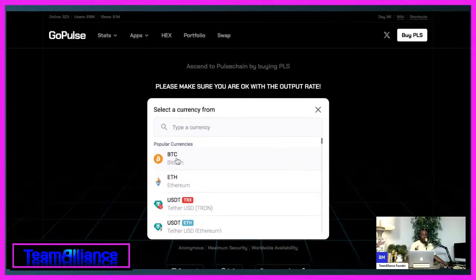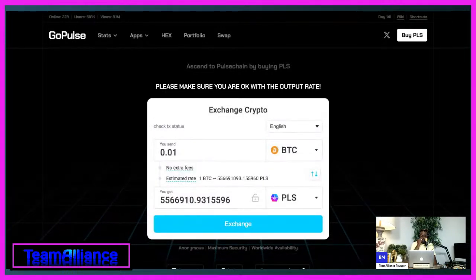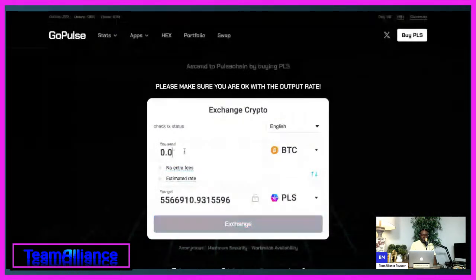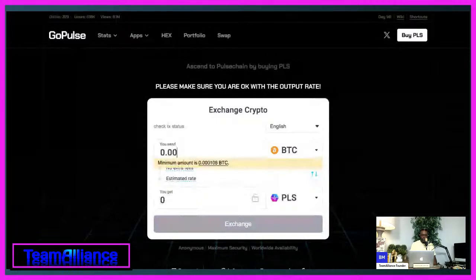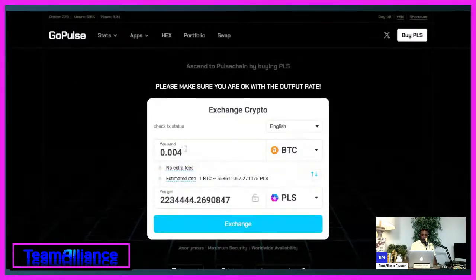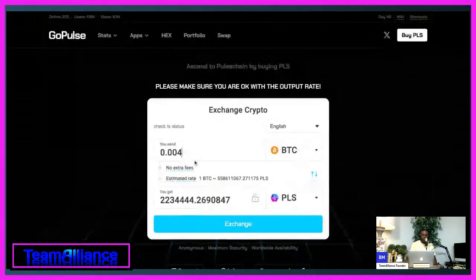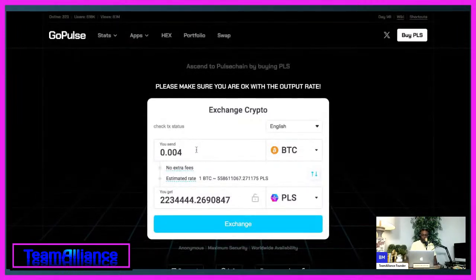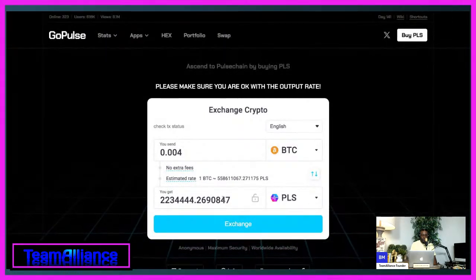But anyway, this is what I do. I take Bitcoin, and roughly about 0.004, I think it's about 0.004. 0.004 is like about $100 right now. So $100 worth of Bitcoin is this. And it's showing you how much Pulse you'll receive for this amount of Bitcoin. So for $100 worth of Bitcoin, you'll get at this moment 2,234,444 Pulse tokens. And this is how I do it.